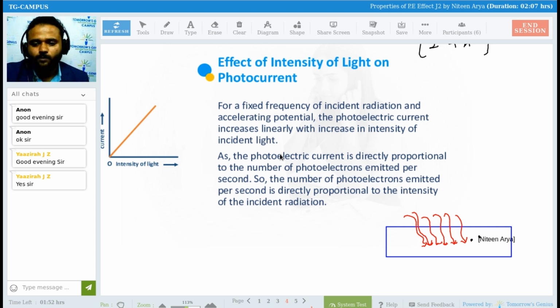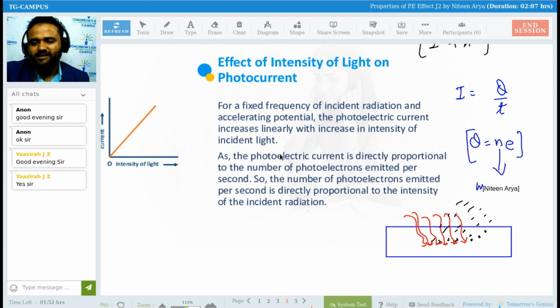The more number of photoelectrons is going to be generated. And if more photoelectrons are generated, then basically I equals Q by T, right? I equals Q upon T, and we know Q equals NE. So this N increases, or this N is dependent on a high intensity source.